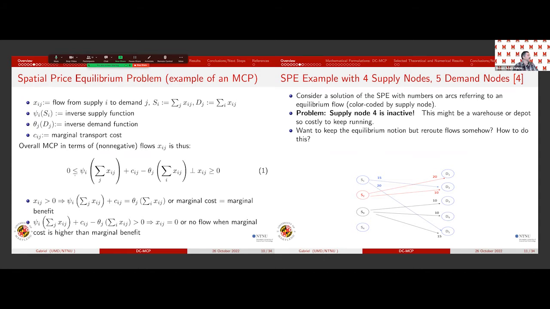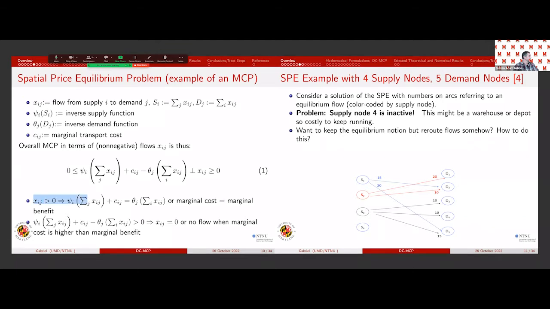That's a restatement of the other thing. And if xij, the flow, is positive, this thing has to hold as equality. And if this thing is strictly greater than 0, which means it's more expensive than the benefit you get, then the flow has to be 0. And that's given by this perpendicular operator, which says the product of those two things is 0.